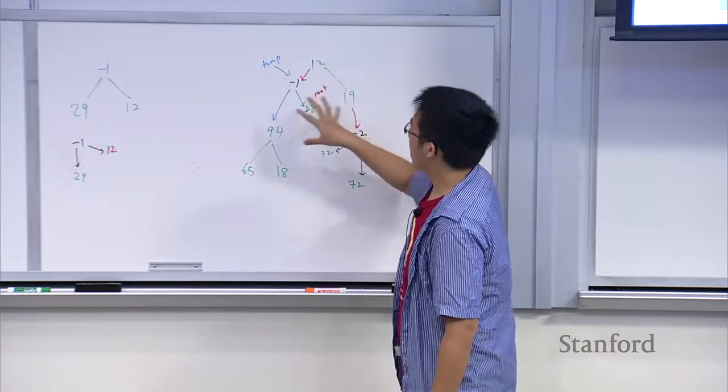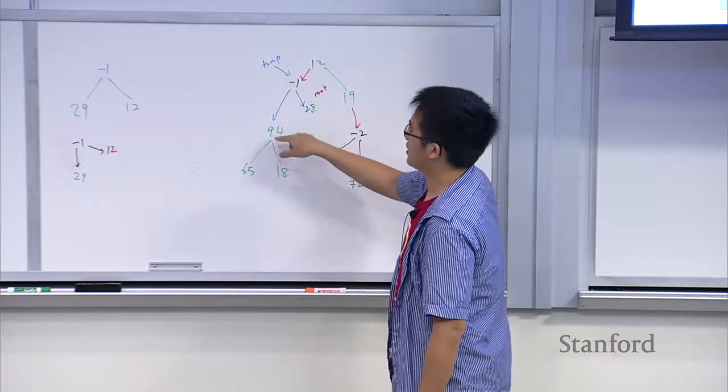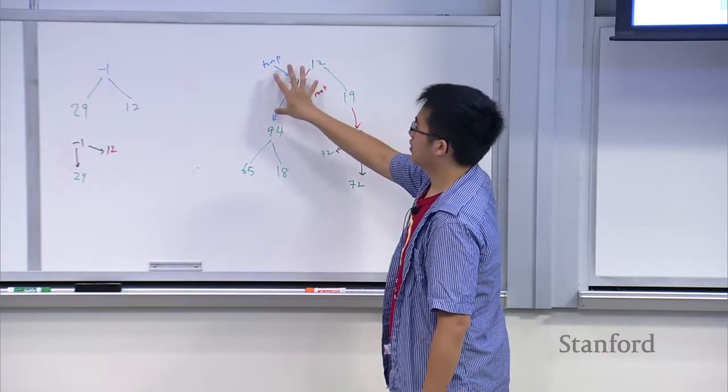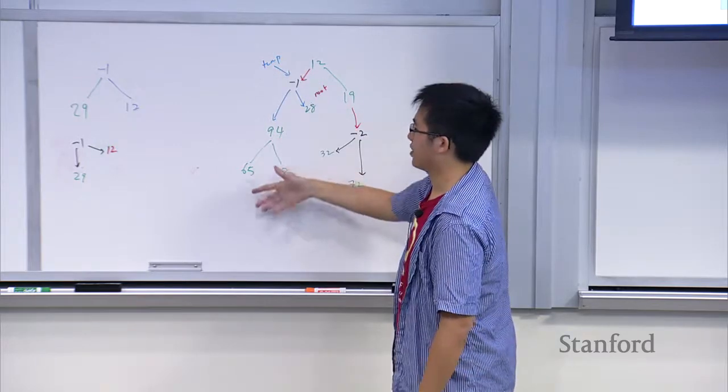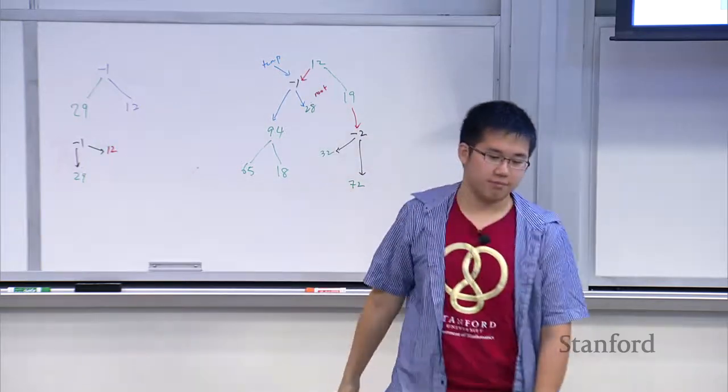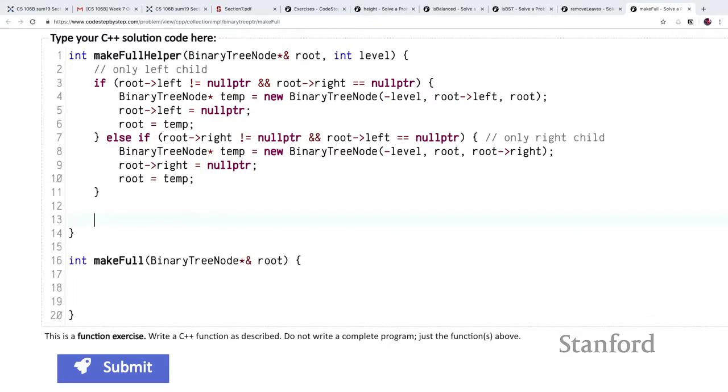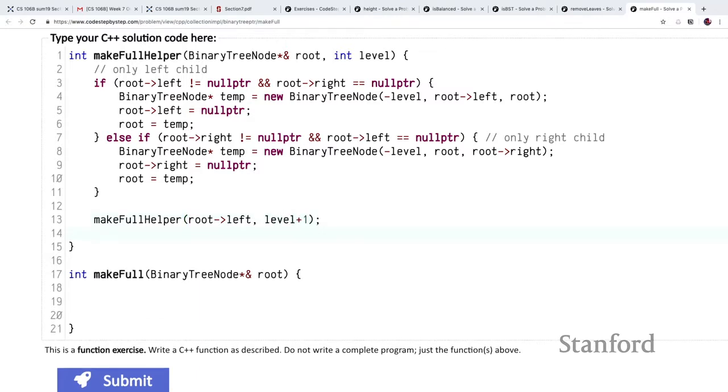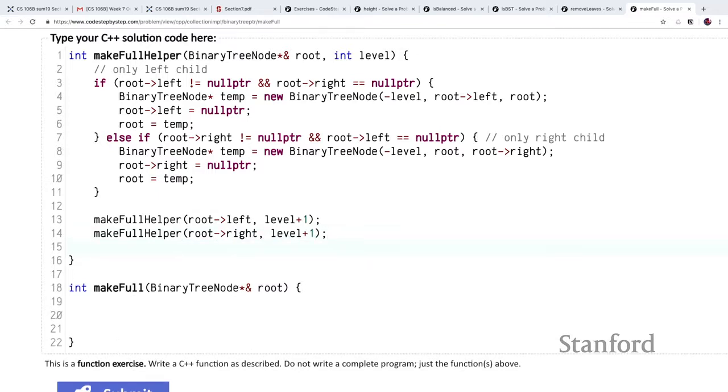After that, no matter if we change the node or not, we should make the recursive call just to make sure everything below still works. Okay, so make full helper root left, and then we're going down one level, so level + 1. Make full helper root right, level + 1. Okay.